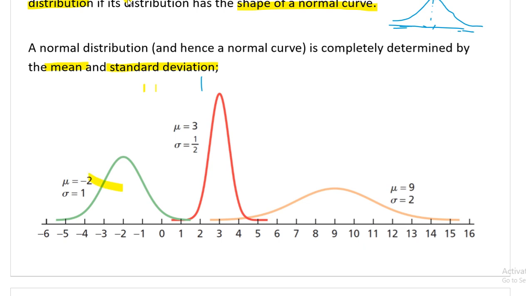All these curves, this green curve, red curve, and this light orange curve, are all normal curves. You see here the mean is -2 and variance is 1. Here the mean is 3. You see, the mean is the middle value, the topmost value is the mean. Here the topmost value is at 3, so this is your mean. Similarly, here your mean is 9, the topmost value.